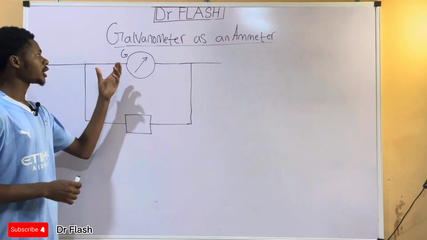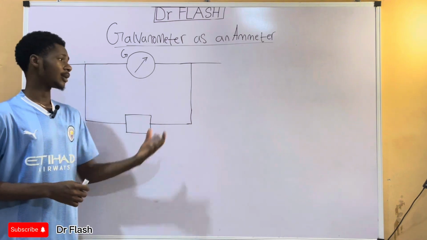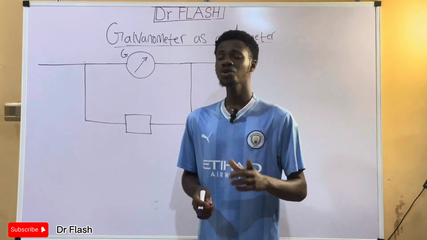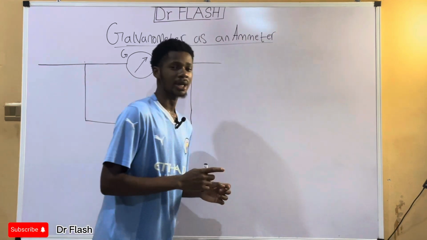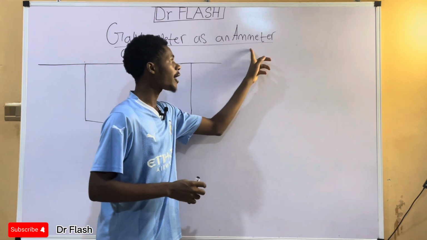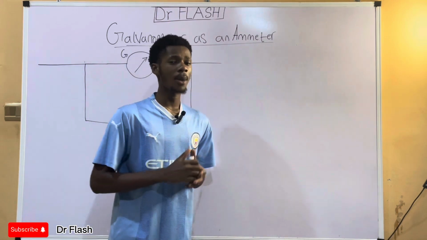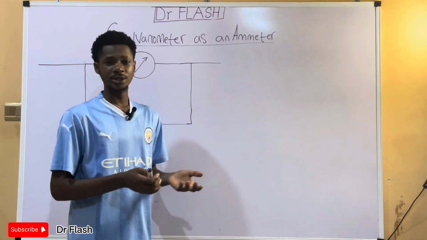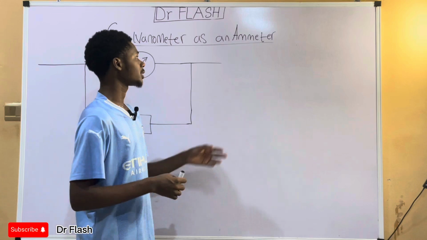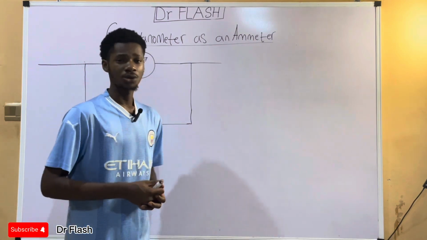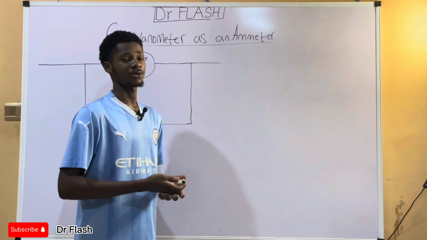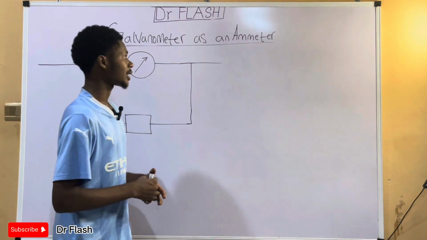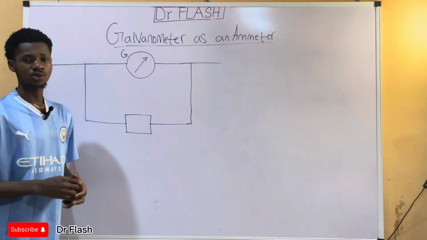Before I show you how we convert a galvanometer into an ammeter, we need to know how an ammeter works generally. An ideal ammeter is simply an ammeter that is assumed to have a very small amount of resistance, the tiniest amount of resistance available. Some books will tell you that it has negligible resistance, but in research we do know that it has an internal resistance. So an ideal ammeter is one that has a very small amount of resistance.